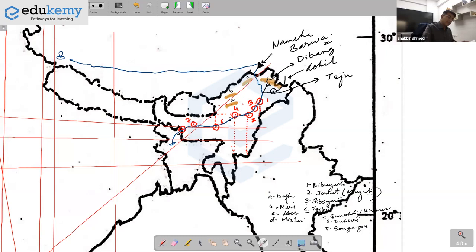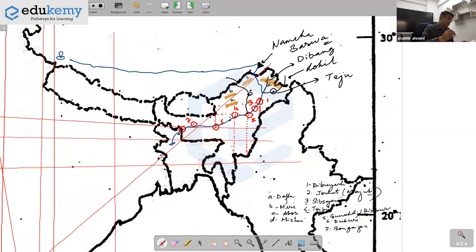This is Miri here. This is Abor. It will come from between these, from here. We come from here across the border. It comes and joins somewhere like this. That's all. This is Subansiri, one of the big tributaries we have. And then you may know a couple of others.